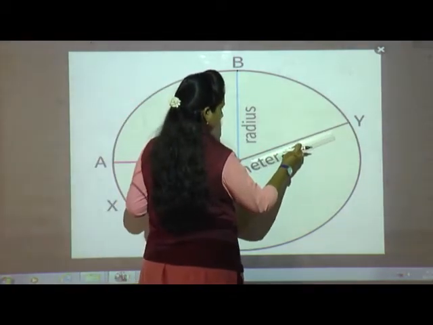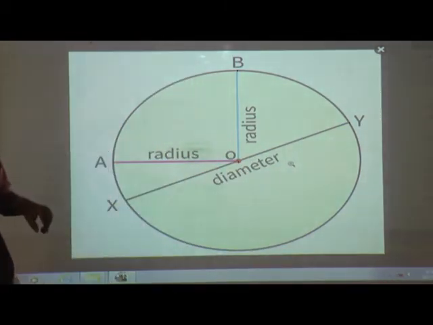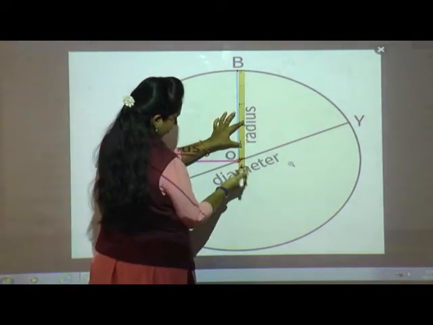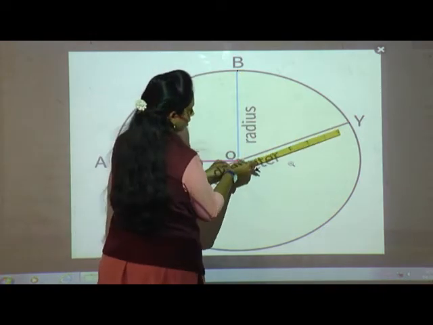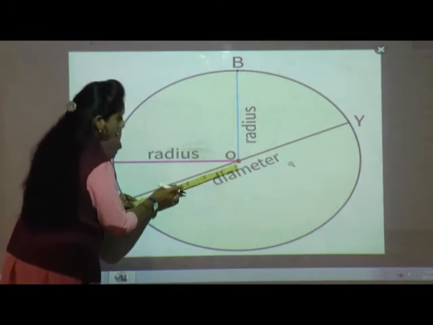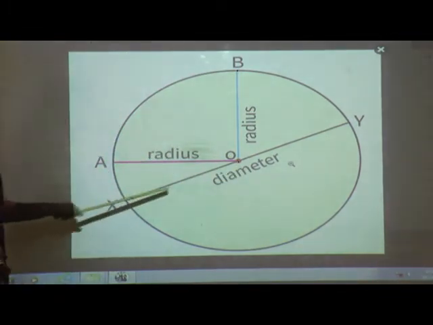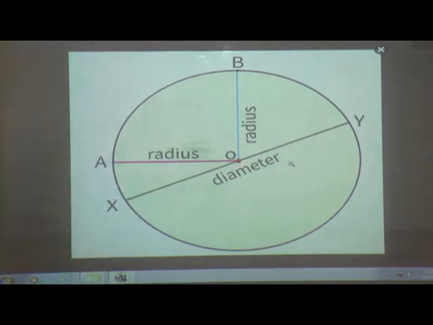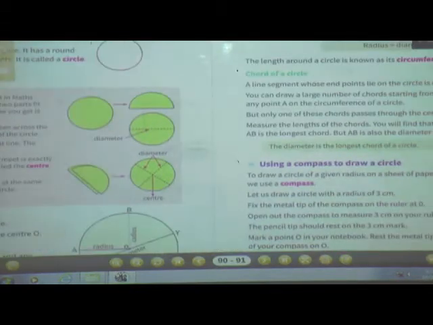See here. Now this measurement, I'll take this scale. It is 5 from here, and this one also 5. So radius 2 times is diameter. So you can say diameter is equal to 2 multiplied by radius, and radius is equal to diameter divided by 2. I'll show you here.